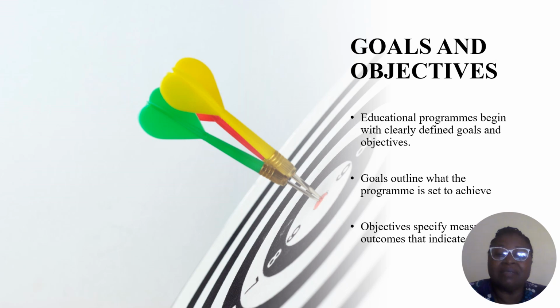Goals and objectives. Educational programs begin with clearly defined goals and objectives. What are the goals? Goals outline what the program is set to achieve. The objectives specify the means. It specifies the major outcomes and indicators.